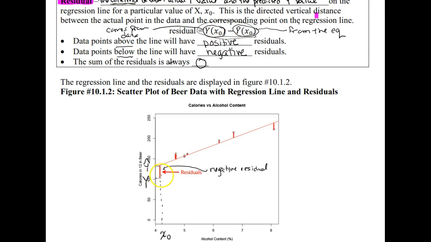That difference will be negative for any point that is below this line of best fit, versus this one here, which will have a positive residual. When we subtract the actual value of y minus the predicted value of y, in this case we're going to get a positive difference. So any of these points above here have positive residuals, and all of the points below the line will have negative residuals.